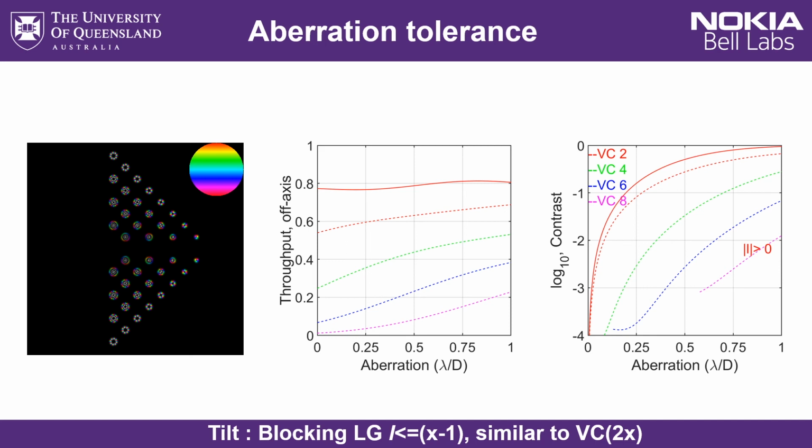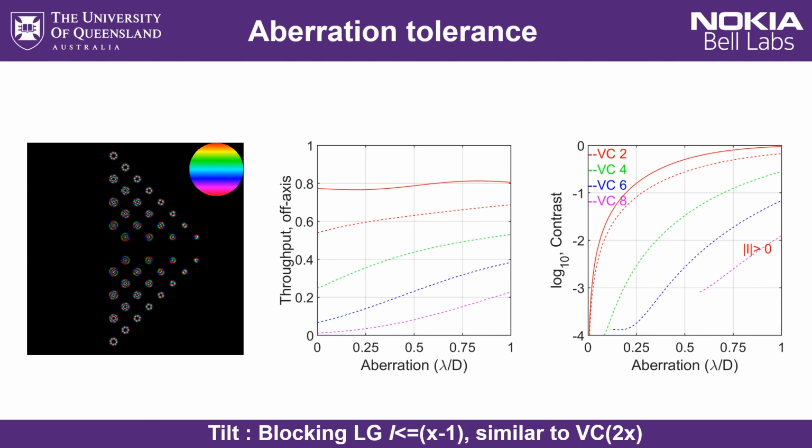Okay, so just to quickly go through here, I've got the throughput and contrast for vortex coronagraphs, charge equal 2, 4, 6, and 8, in the presence of aberrations of increasing strength indicated with the dotted lines. So the inner working angle is 1.22 lambda on D, and then we've got these aberrations over the top of that. In this first one, the aberration is tilt, and the strength of that aberration applied is the x-axis of these plots. So red dotted line is vortex coronagraph charge 2, green is charge 4, blue is charge 6, and magenta is charge 8.